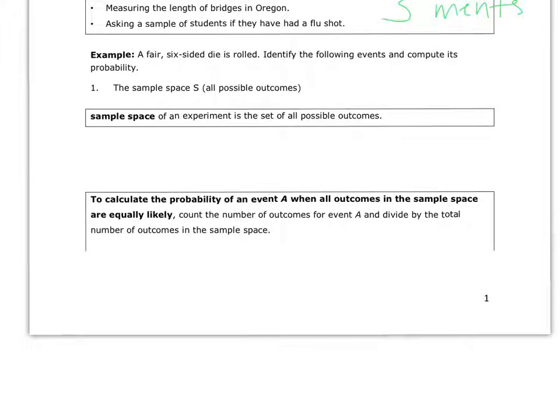Okay, first thing we want to look at is sample space. A sample space of an experiment is the set of all possible outcomes. So for rolling a die, we'll say S, the sample space is the set, and we'll use these braces to indicate that set. We can get 1, 2, 3, 4, 5, 6. Okay. All right, that is the sample space. It includes all the possible outcomes.